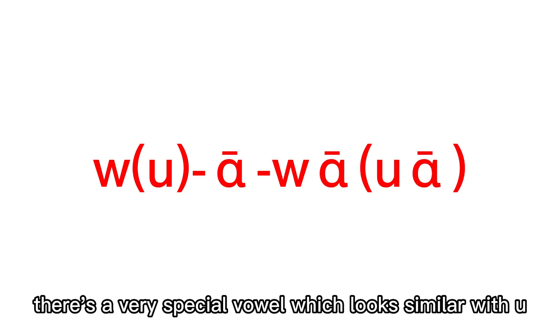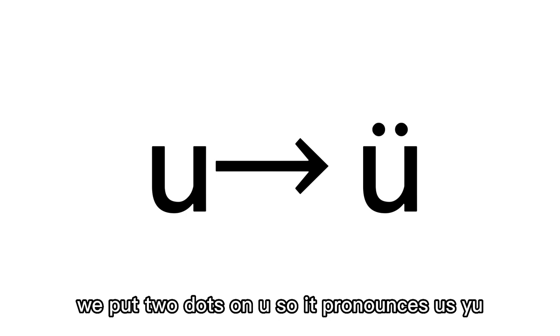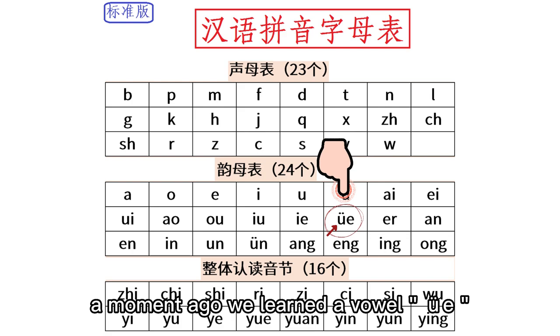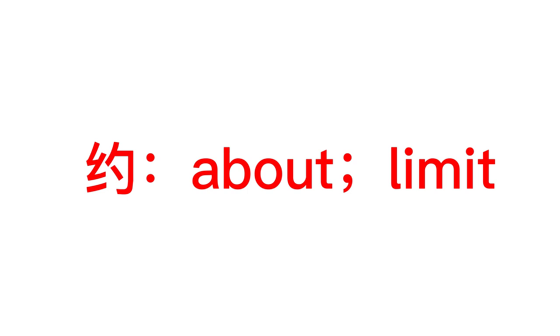There's a very special vowel which looks similar to wu. We put two dots on u, so it's pronounced as yu. A moment ago, we learned a vowel yue, right? It can correspond to the Chinese character yue. So yue means a bell or limit.